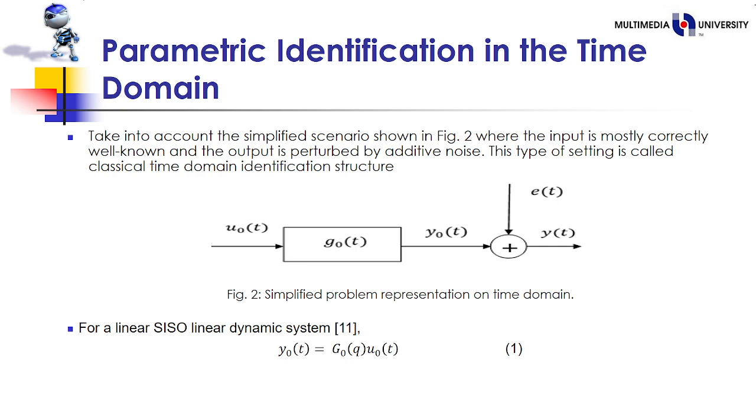Parametric identification in the time domain. Figure 1 is the simplified problem representation in the time domain, where u naught is the input, y naught is the output, and v is the noise. For a linear dynamic system, y naught t equals G naught q u naught t.